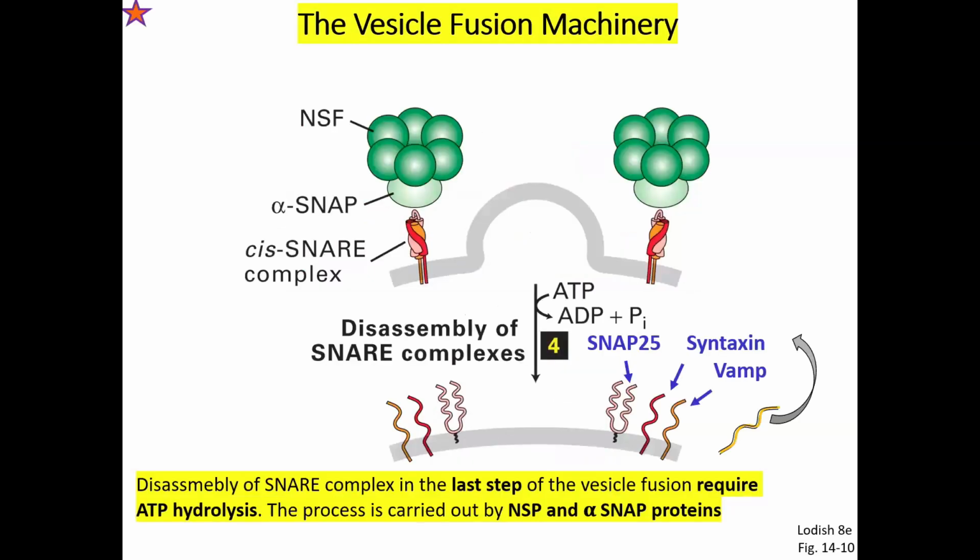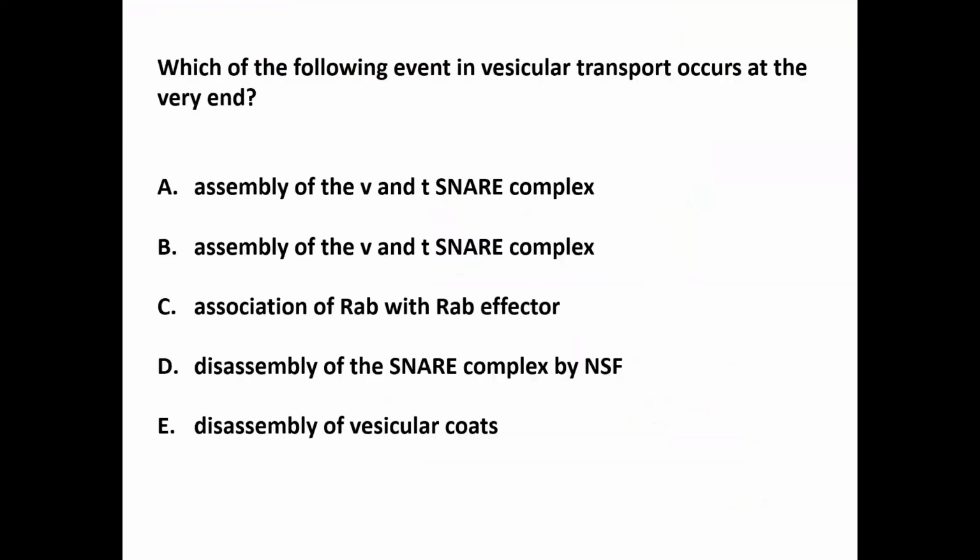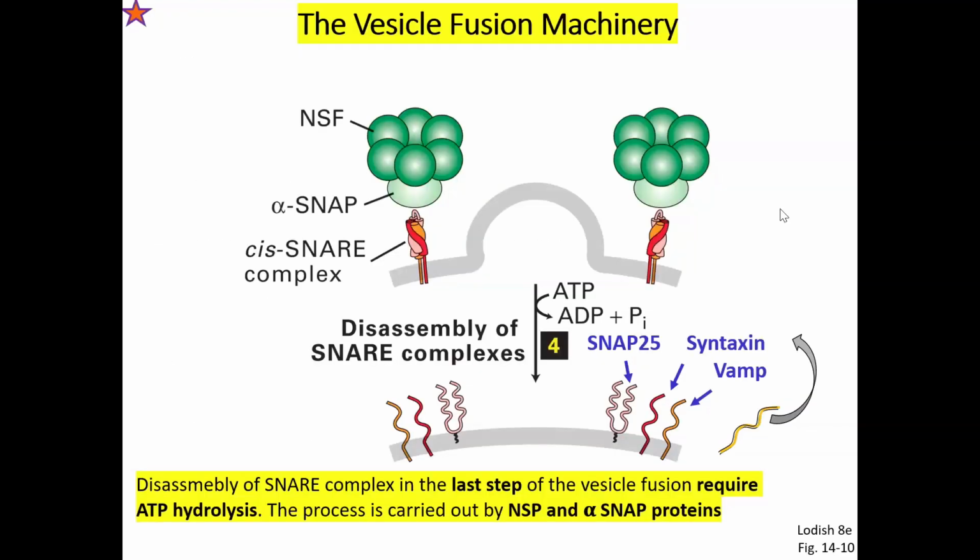So this is with the help of ATP. They disassemble SNAP-25, syntaxin and VAM, and see that right here the VAM came from the vesicle and goes back to the destination assembly. So this is very important. Just know the mechanism of recycling the snare complexes as well. So let's take a look.